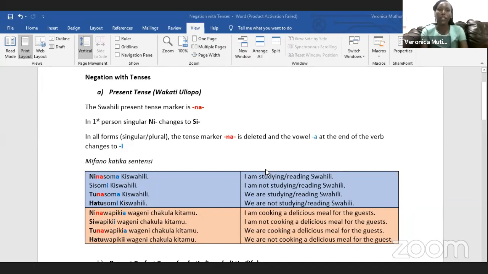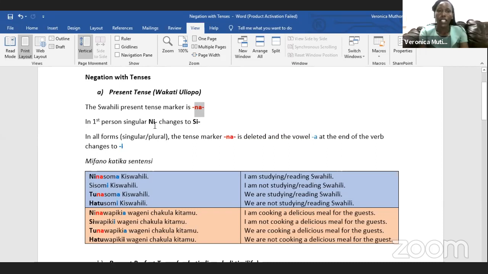So to start off, I'll be talking about negating with the present tense. The present tense marker in Swahili is the prefix na. As you can see on my screen, I've highlighted it in red, meaning that something can be fixed before or after the na. That is what marks a verb as in present tense. And in first person, when you're making a statement in the present tense, you start with the prefix ni. So when we are negating in Swahili, this ni will change to si.